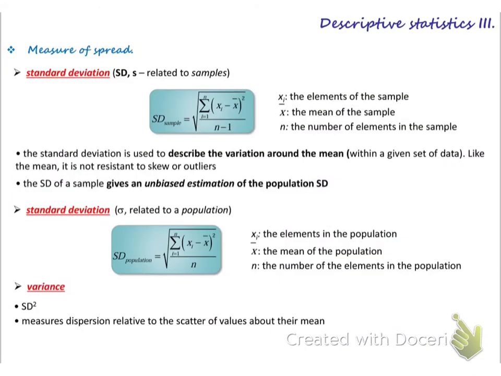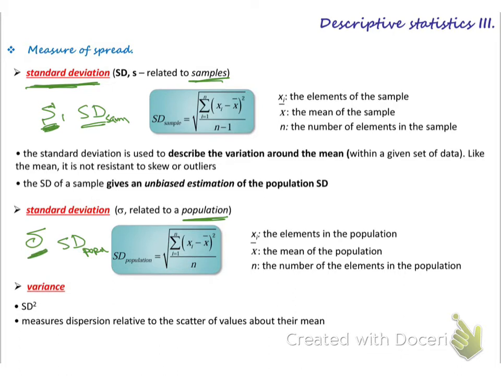For the standard deviation, I have the standard deviation for samples, okay? Be careful, because I have the standard deviation for a sample and the standard deviation for a population. The two are different. The standard deviation for the sample, we call it S or SD. But for the population, we give the symbol sigma, okay? We usually use S for the sample, and for the population, we use only sigma.